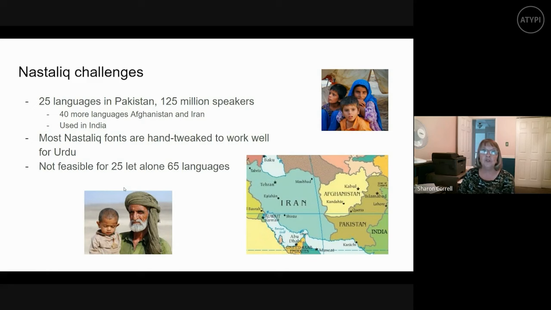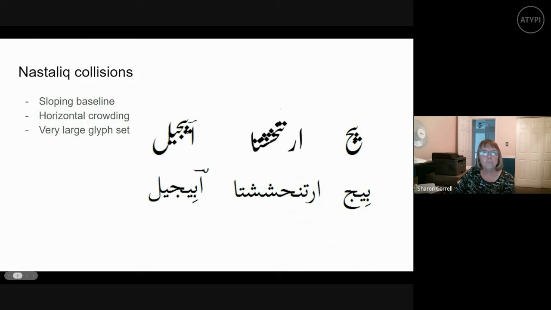Hand-tweaking a font for 25 languages is just not a feasible development process for various reasons. Many of these languages use extra characters. Often they use more nuktas that cause collisions, or they may use more diacritics than Urdu. So what makes Nastaliq so difficult? It's a combination of factors.